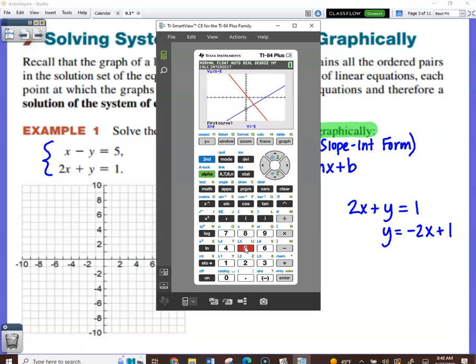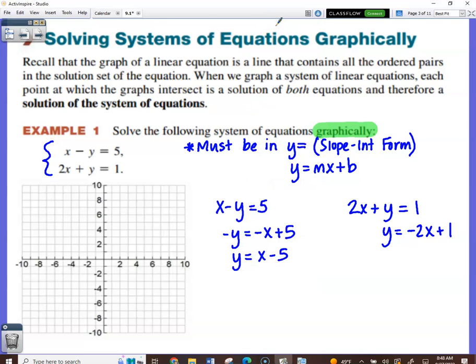So by default, it's going to land on one line. Just hit enter. It's going to say, where's the second curve? Hit enter. It will default and jump to the other graph. Now it wants you to place the cursor in the area where they're crossing and hit enter. And then you get the solution is 2, -3.